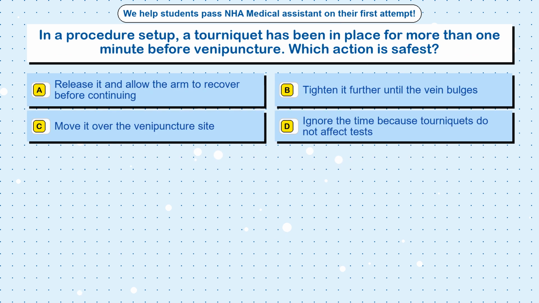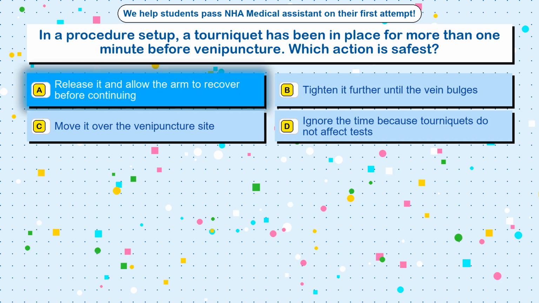Question 91. In a procedure setup, a tourniquet has been in place for more than 1 minute before venipuncture. Which action is safest? Option A. Release it and allow the arm to recover before continuing. Option B. Tighten it further until the vein bulges. Option C. Move it over the venipuncture site. Option D. Ignore the time because tourniquets do not affect tests. The correct answer is option A. Release it and allow the arm to recover before continuing.